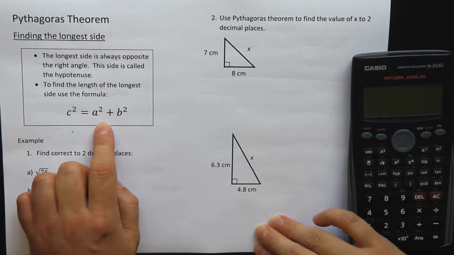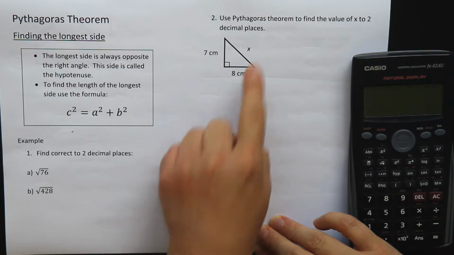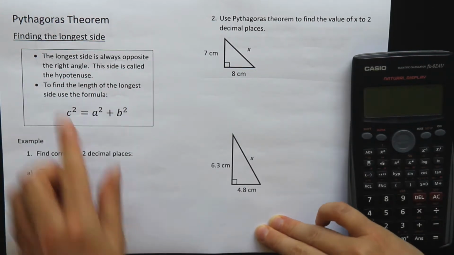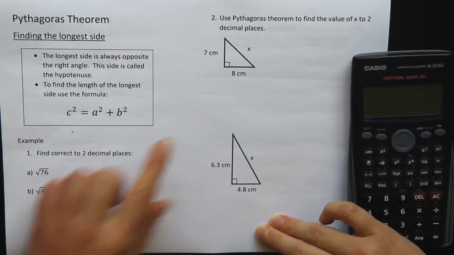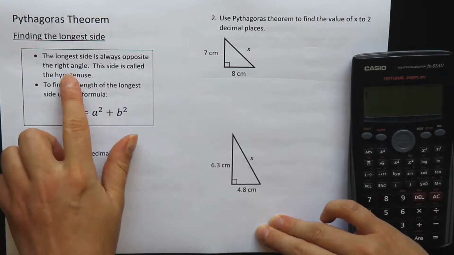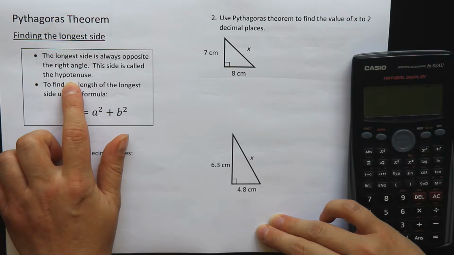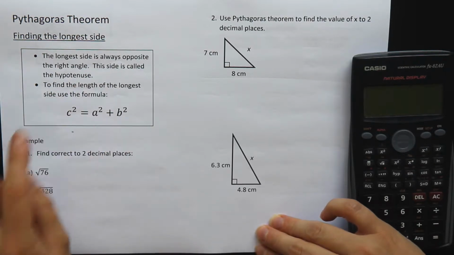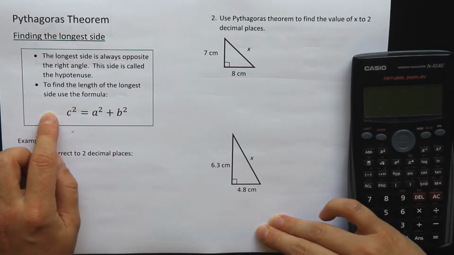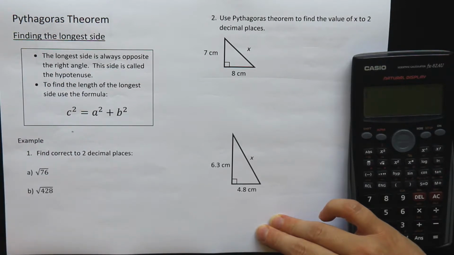Now the longest side has a special name. We call it the hypotenuse. The longest side is always straight across from the right angle, and it is called the hypotenuse. So remember that name. It's a special name that you'll be hearing a lot in this topic. And this is the formula that we're going to be using. C squared equals A squared plus B squared.